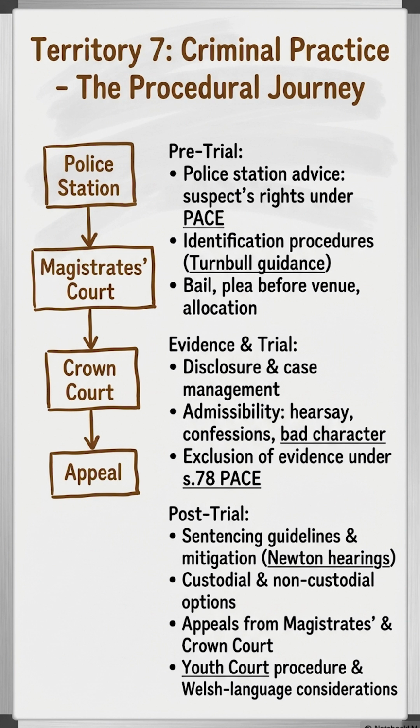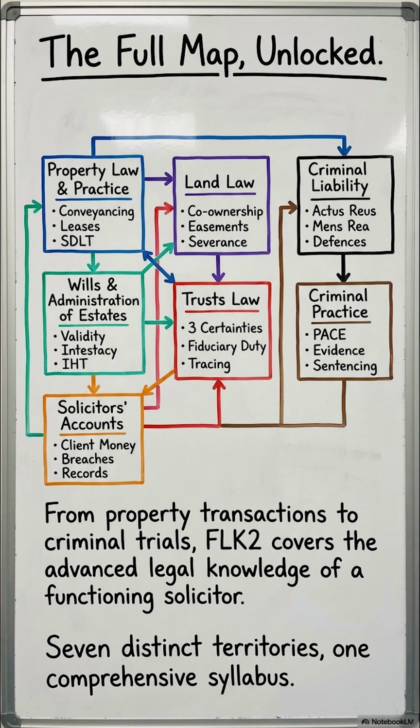You must understand the stages of trial, sentencing guidelines, mitigation, custodial and non-custodial options, Newton hearings, and appeals from both Magistrates' Court and Crown Court. Youth Court procedure is also included, along with Welsh language considerations in criminal proceedings. That's FLK2 in a nutshell: property, estates, trusts, accounts, land, crime, and criminal practice. A huge syllabus, but now you know the full map.